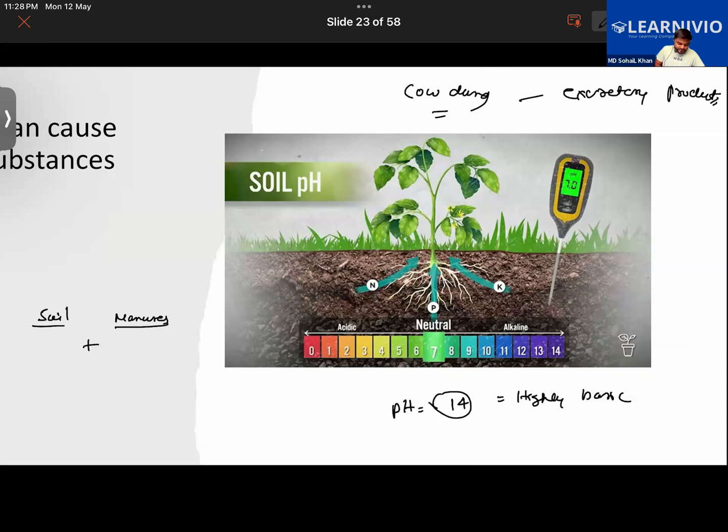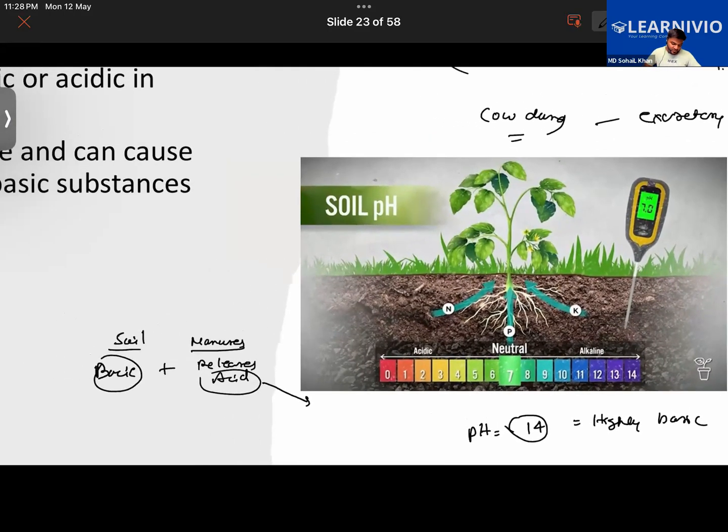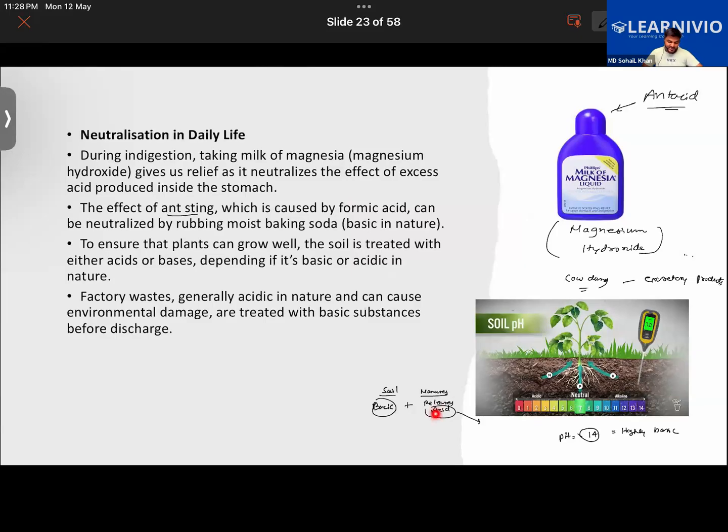So when we add manures to the basic soil, those manures release acids. The acids react with the bases, and thereby the pH level of the soil turns back to neutral. Why so? Because the addition of the manures has released acids, and those acids reacted with the base to neutralize the soil. So a neutralization reaction has happened here. Okay, hope you're getting it.